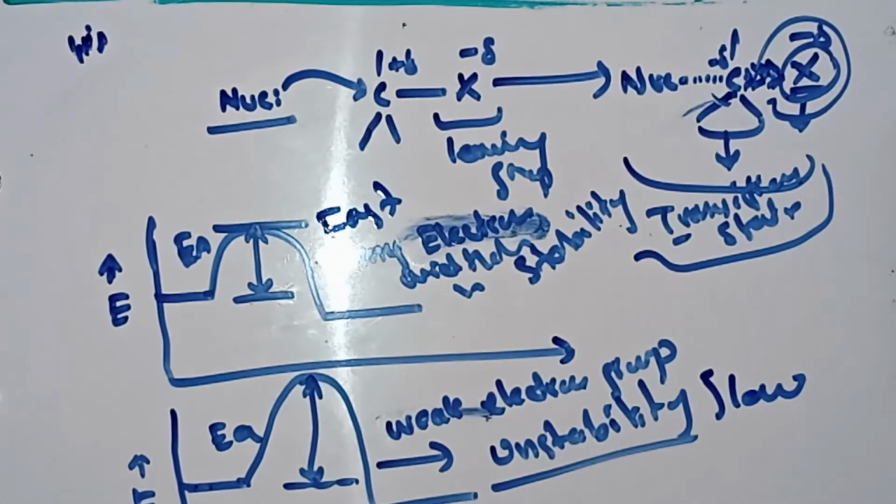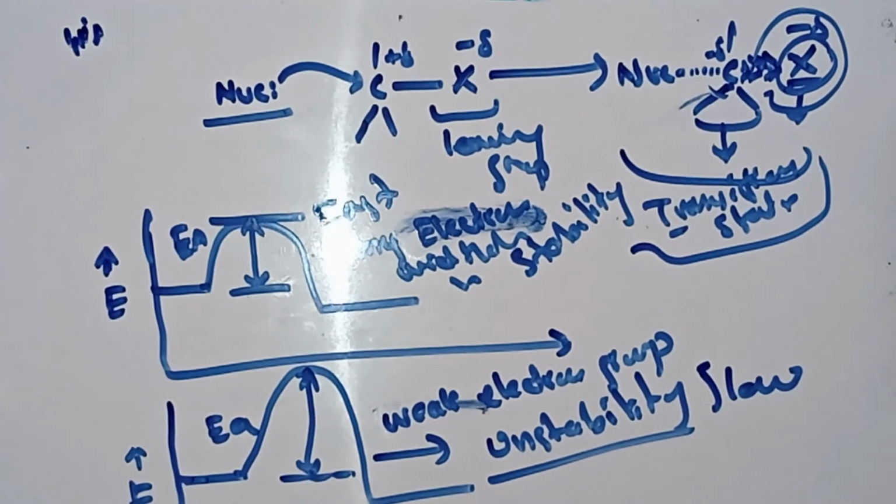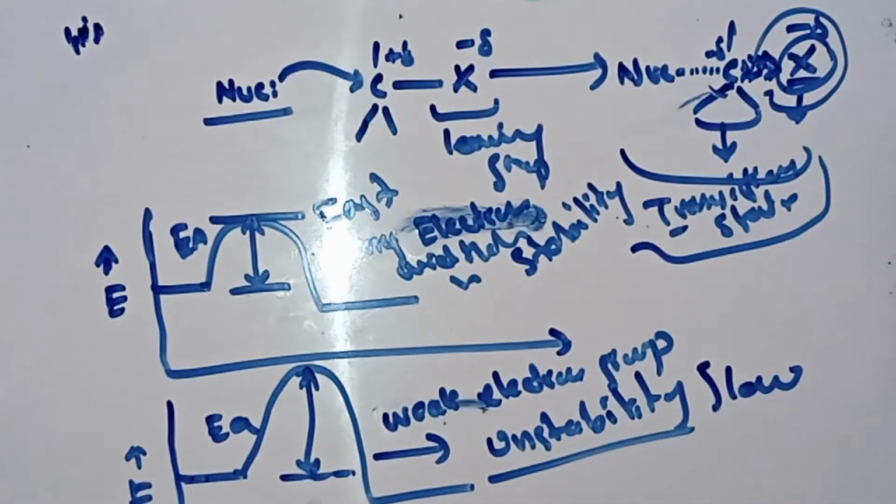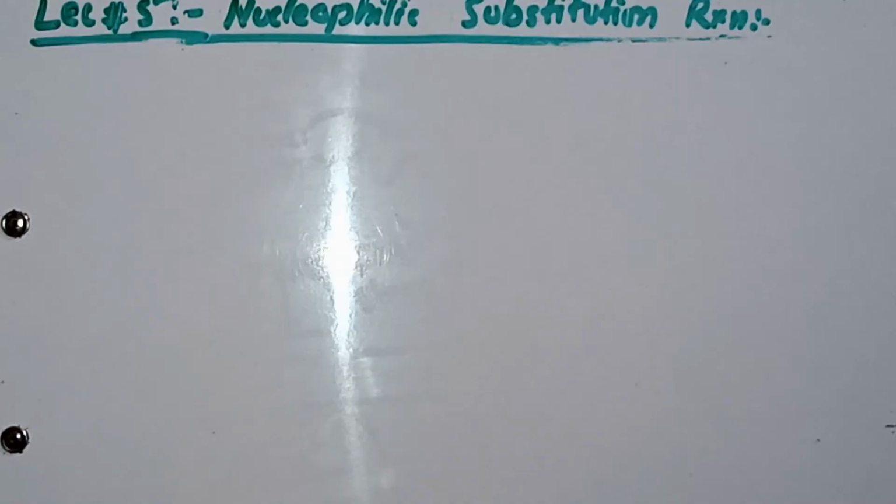So these all are about the leaving group effect, how the leaving group affects the substrate. I hope this point is clear. Let's suppose this is the first point and the third condition that I told you. Let's start the second condition.